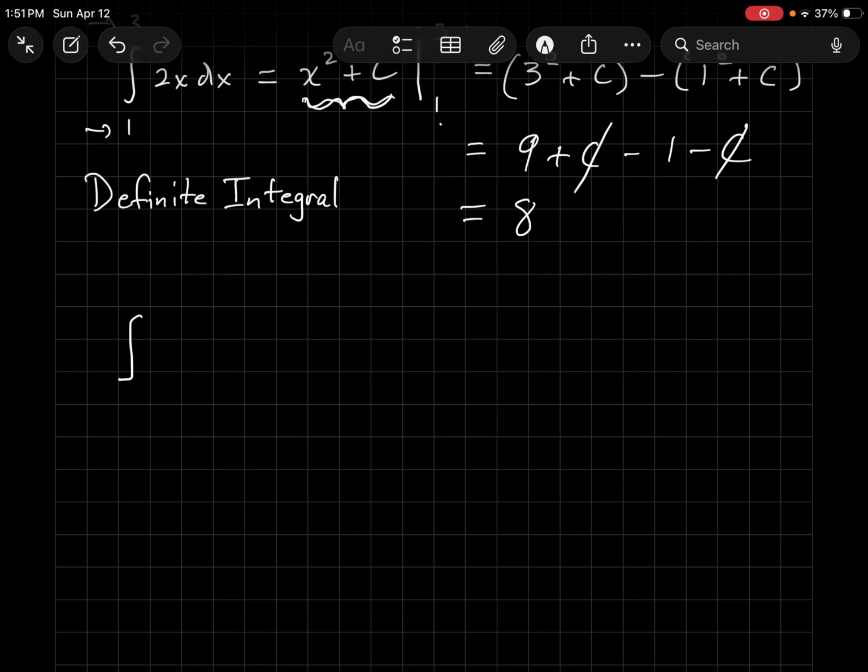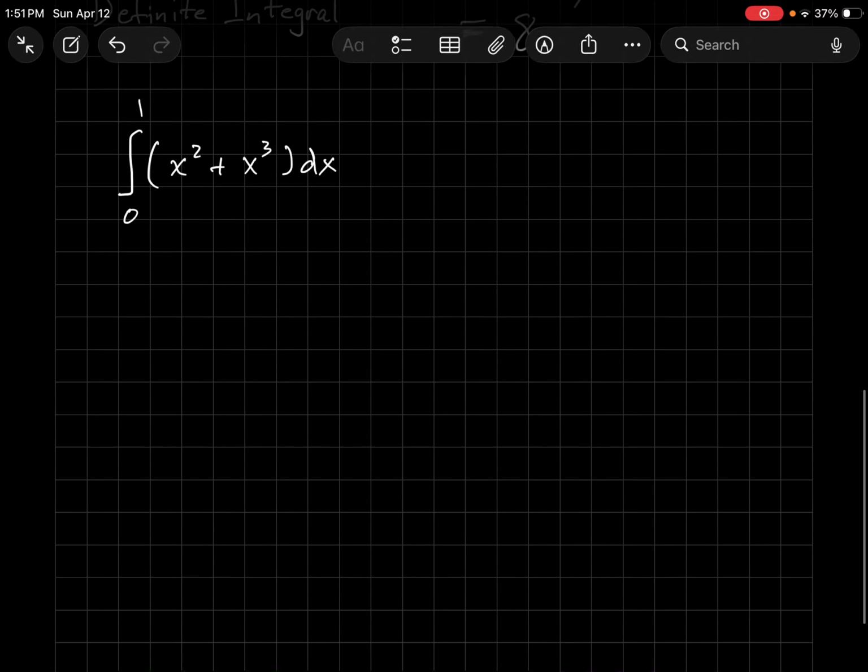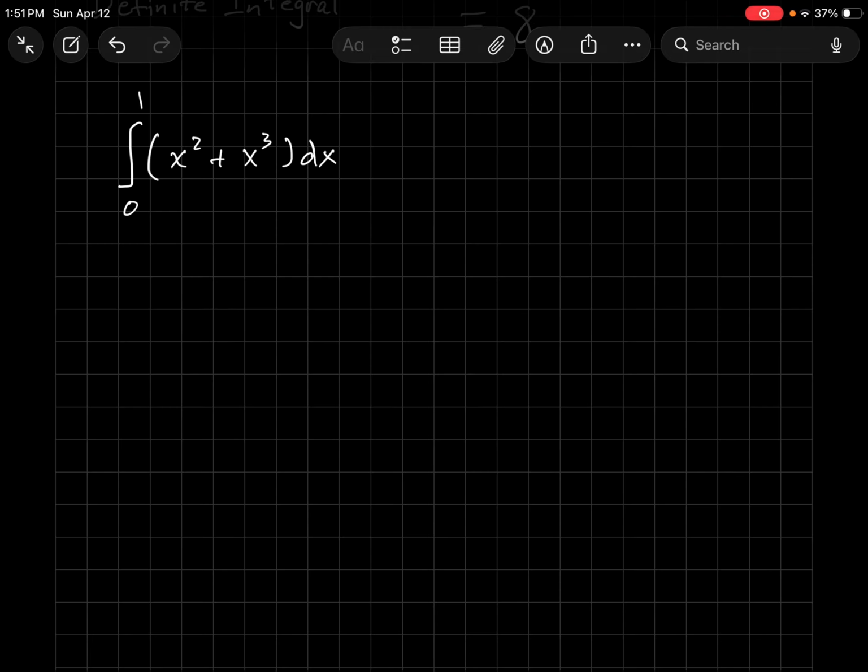Let's do another example here. Let's integrate x squared plus x cubed on the interval from 0 to 1. What is the area under this curve on the interval from 0 to 1? Well, I can think of this as being the derivative, and to find the value, I need to find the antiderivative of each, in this case x cubed over 3 plus x to the 4th over 4, from 0 to 1.